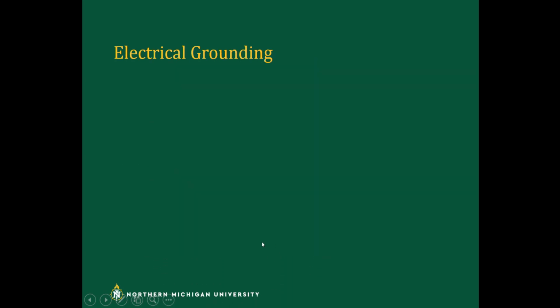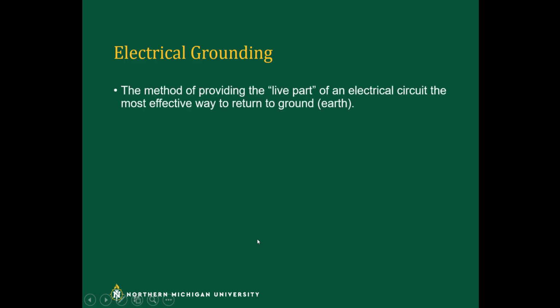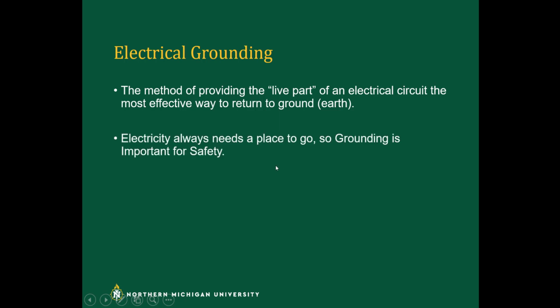Okay, a couple safety terms. Electrical grounding. What grounding means is it's a method of providing a live part of an electric circuit the most effective way to return to ground or the earth, right? So electricity is constantly flowing. We need a place for it to go. So grounding is an important piece of safety.